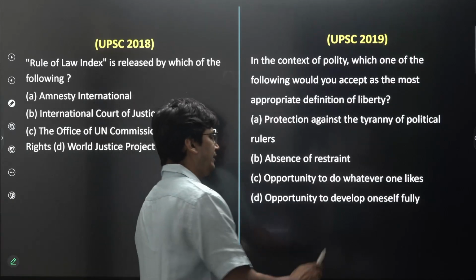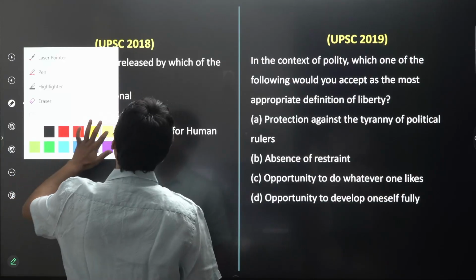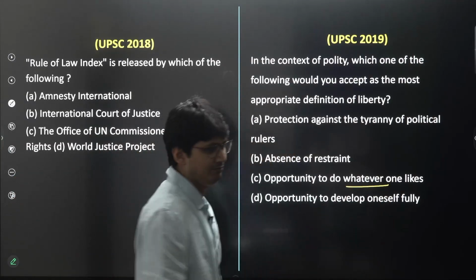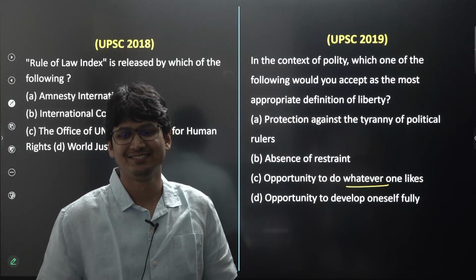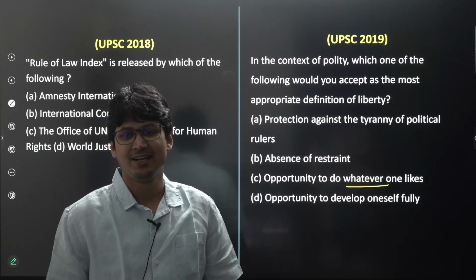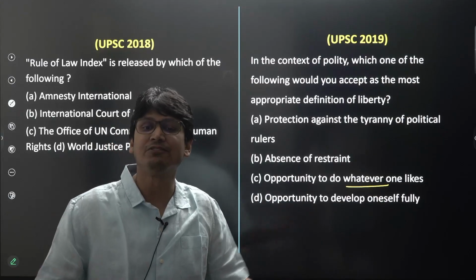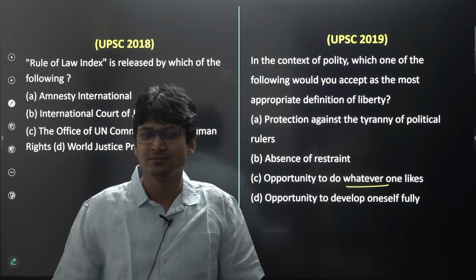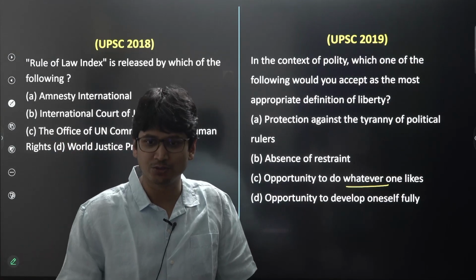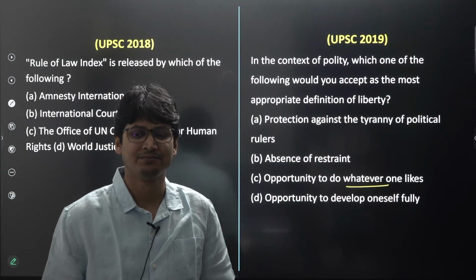Whatever. See, the statement is a very qualified statement. Whatever you feel like, anyone can feel like murdering someone. Is that allowed? You cannot do whatever you feel. Today I want to drive my car at 200 kilometers per hour on the road. And there's an accident. Am I allowed to do whatever I feel like? No. There are reasonable restrictions.